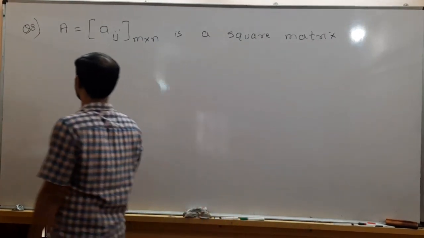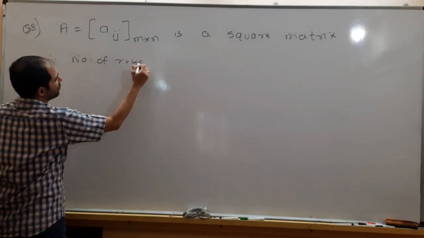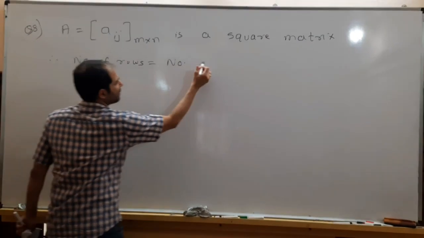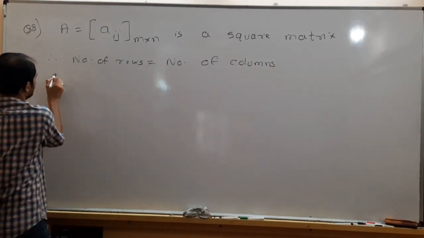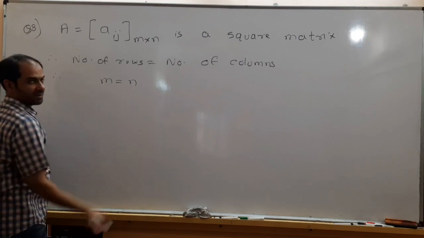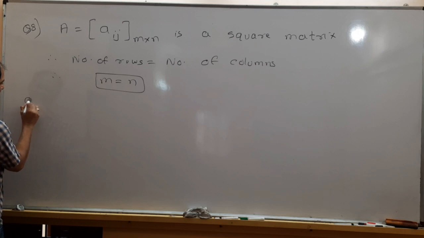Therefore, since it is a square matrix, the number of rows will be equal to the number of columns. So therefore, m is equal to n. So that's the answer. Very simple. That's question number 8.